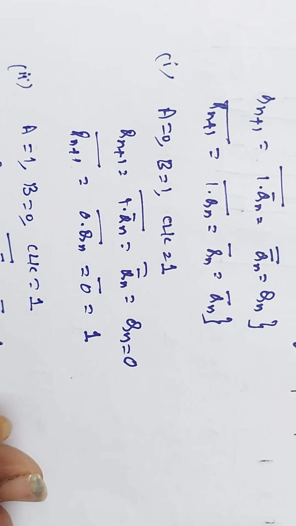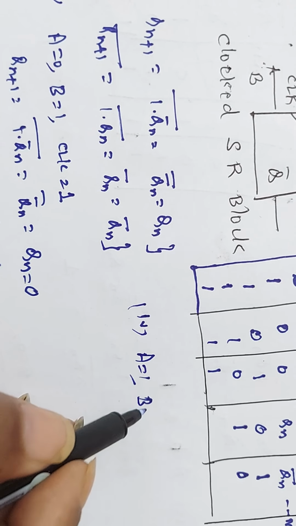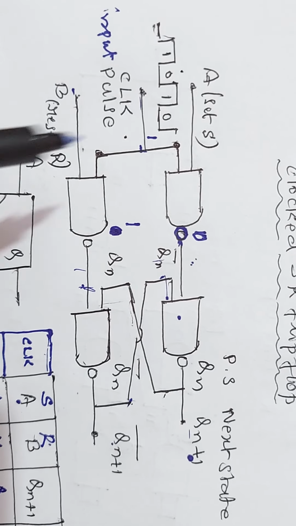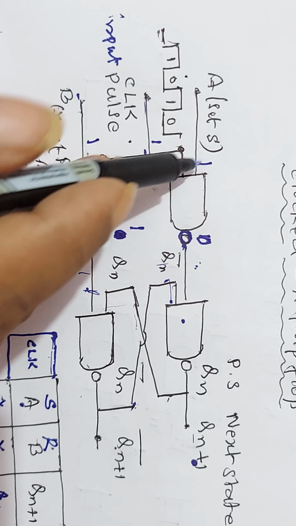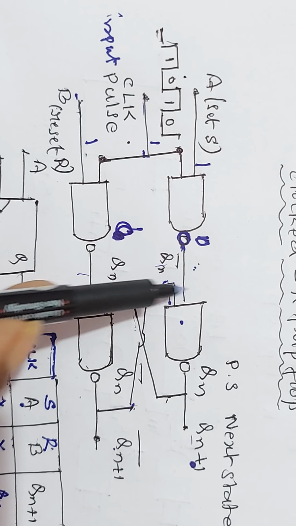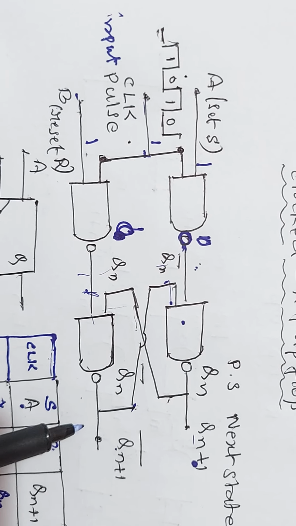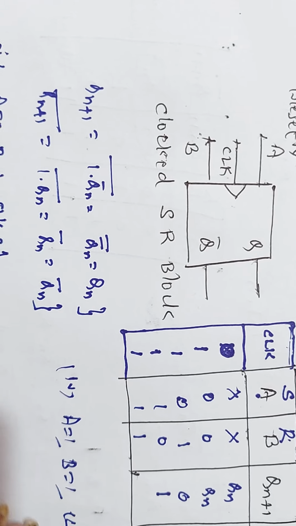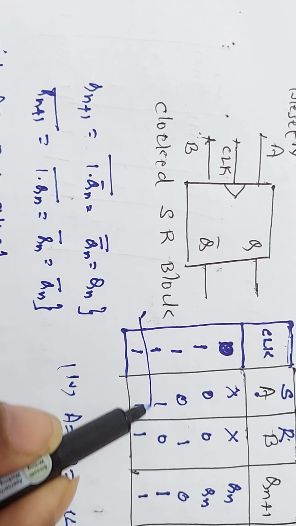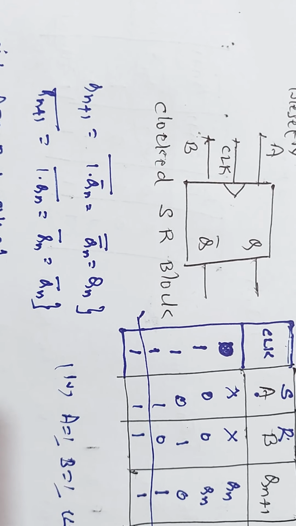When both are 1 and 1, the fourth case, when A equals 1, B is also equal to 1, clock pulse is also equal to 1. Let us see what happens. This is also 1, this is also 1, this is also 1. 1 into 1 is 1, complementary 0. 1 into 1, complementary 0. If any one of the input is 0, the output is 1. Both outputs are 1 and 1. It is illegal. Therefore, the fourth state, when A equals 1, B equals 1, clock pulse is present, it is illegal. And this illegal state is not used.